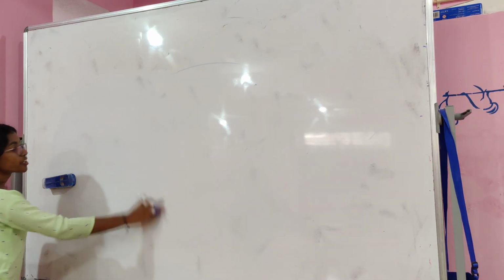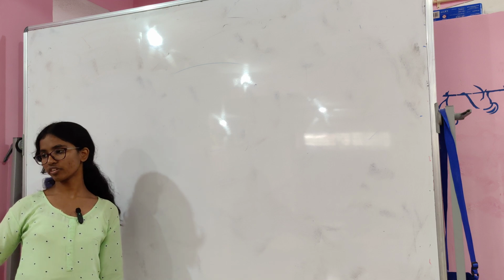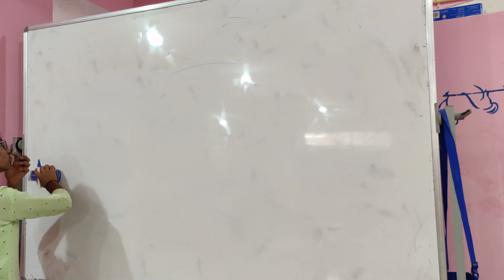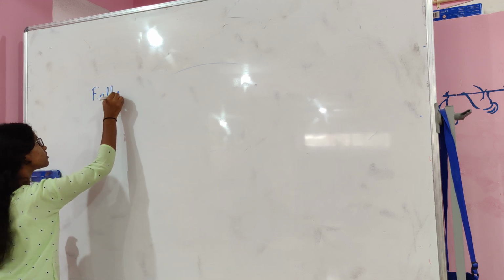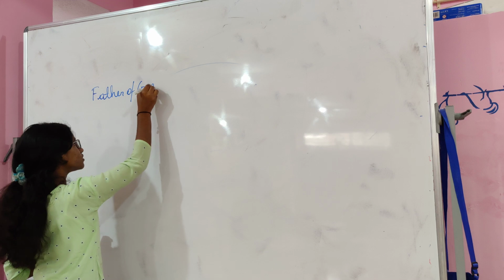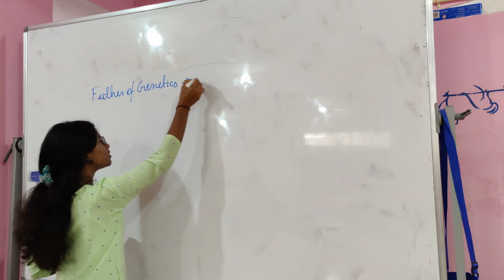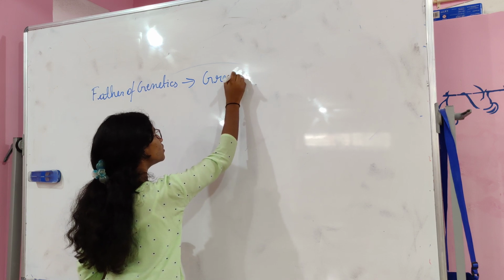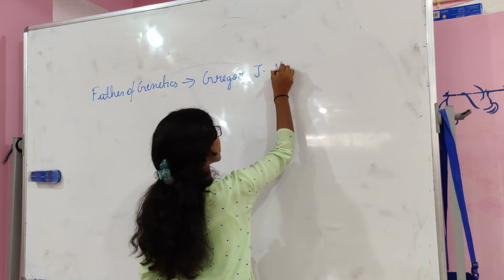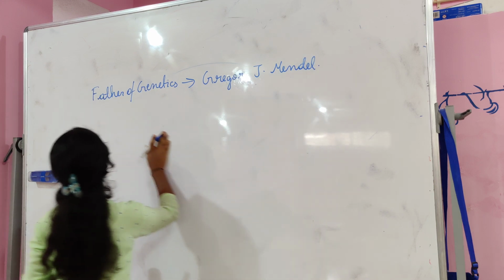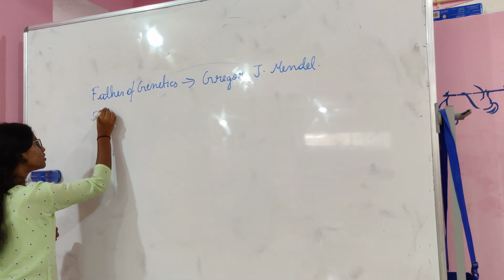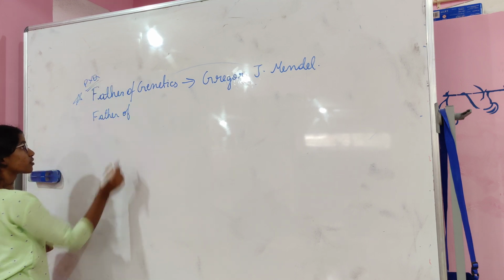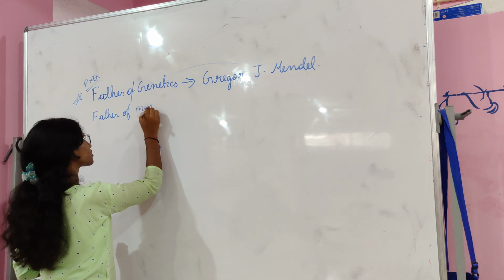So those were the basic terminologies about this chapter, whatever we got yesterday and today. So here comes the main chapter. For that, you must know who is the father of genetics. Gregor, Gregor G. Mendel. This is a PYQ, so it's very important. Father of modern genetics.